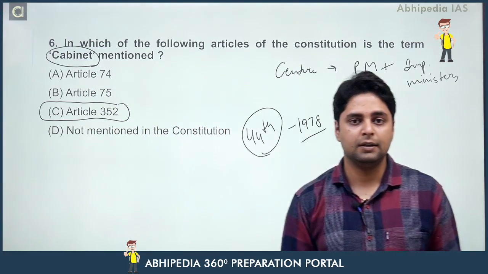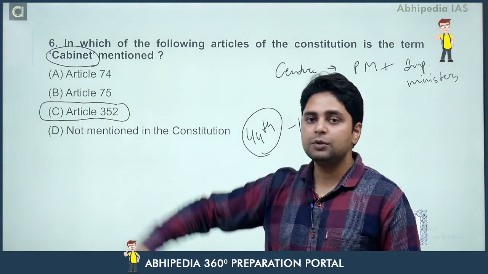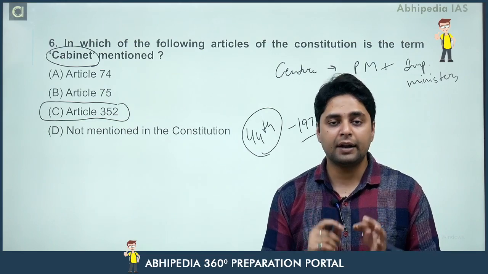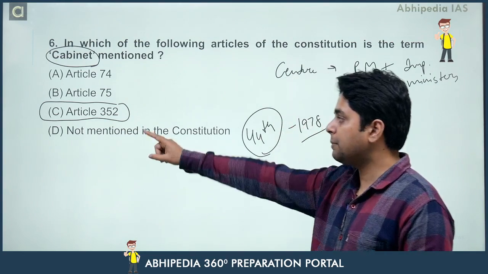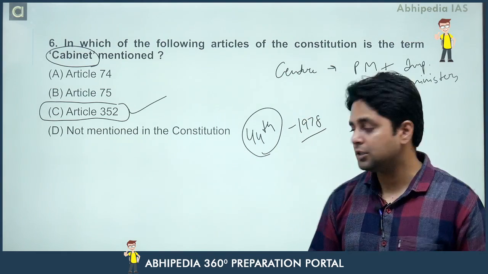national emergency. तो इसलिए यहाँ पर word cabinet add किया गया, that in article 352 if national emergency is to be imposed it has to be on the written recommendation of the prime minister and the cabinet. तो इसलिए यहाँ पर ये word mention किया गया. So article 352 actually deals with the national emergency.